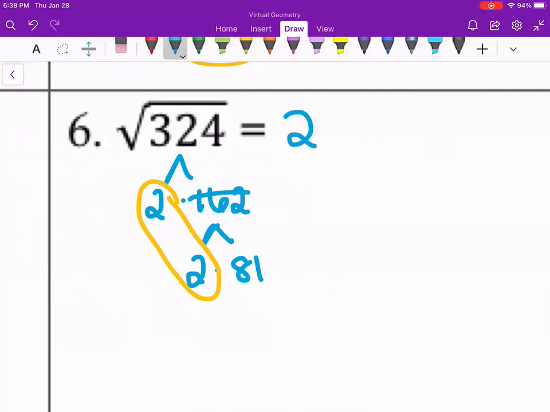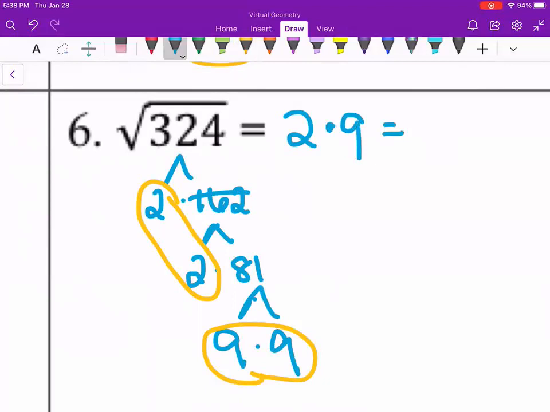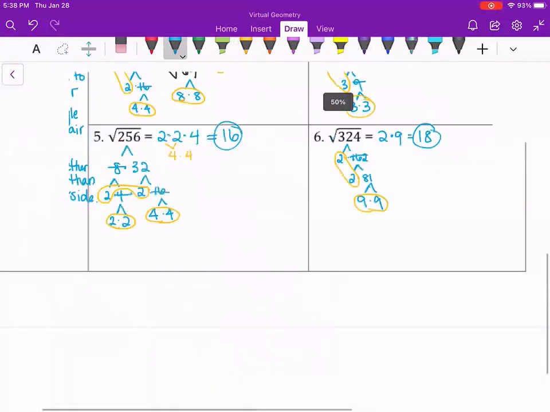And 81, I know, is 9 times 9. There's a pair. So then I can bring the 9 out. Last rule, multiply those leftovers back together. 18 is my final. Okay, guys, I think that's all of them that we've done.